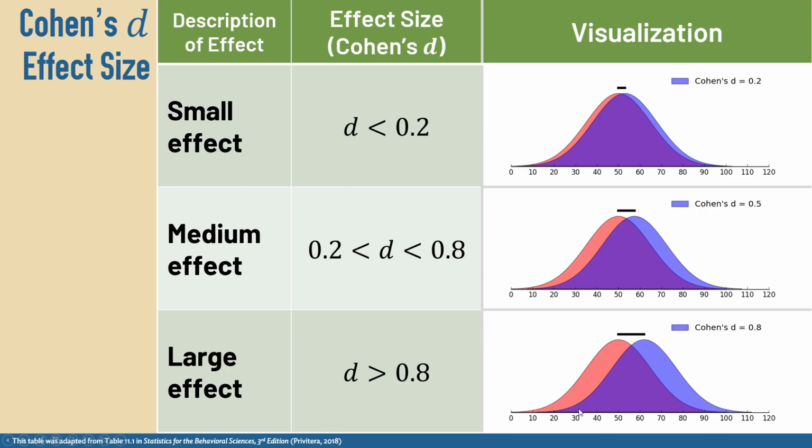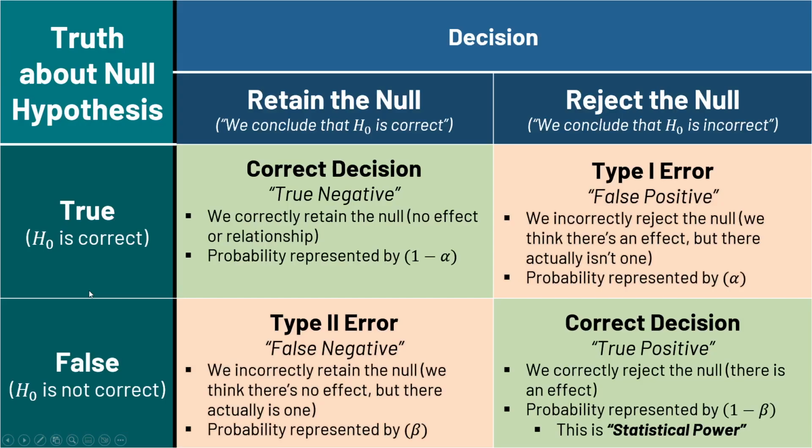But as you can see, there's still a lot of overlap here, right? And so, although we call it a large effect, that doesn't mean that these distributions are completely different, right? There's still a majority of variance that's shared or explained by the other variable, and vice versa. And so I won't spend more time on this.